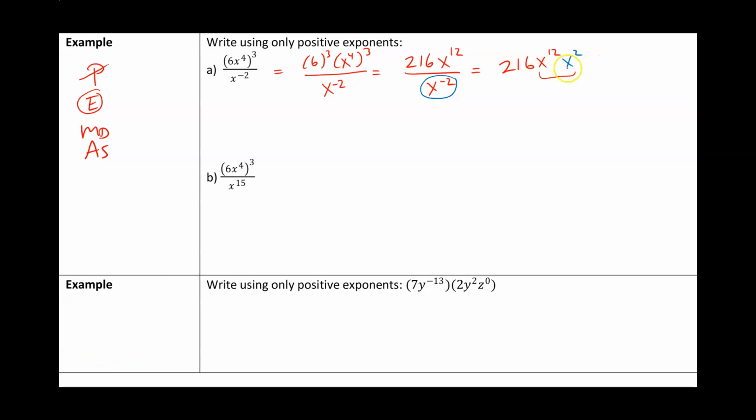Product rule for exponents says if you multiply the same base, we add the powers. So 12 plus 2, this gives us 216 x to the 14th power.